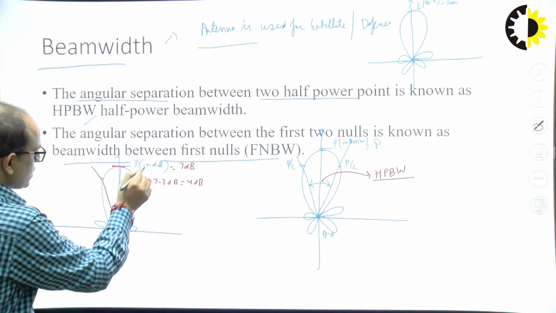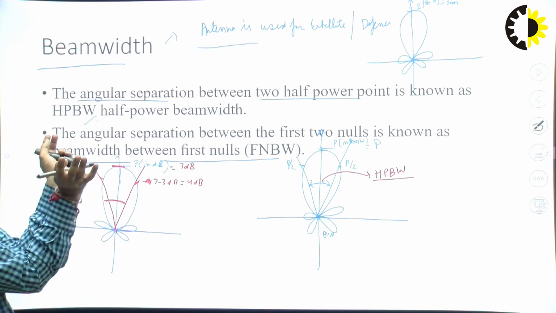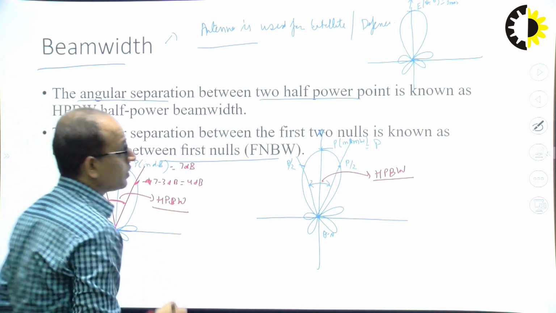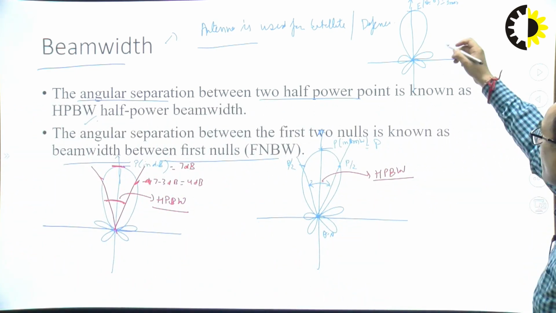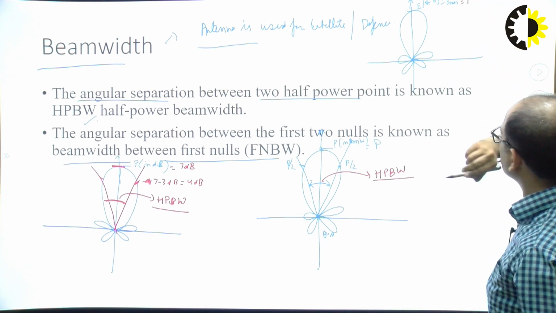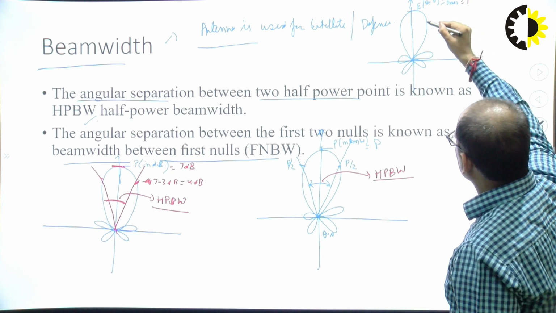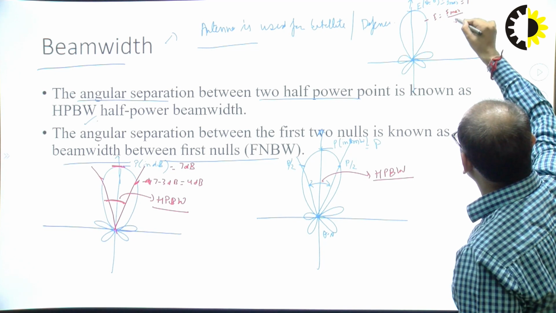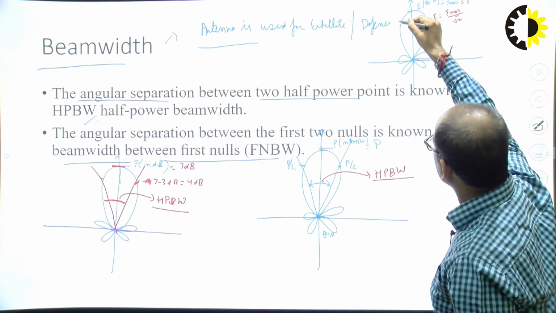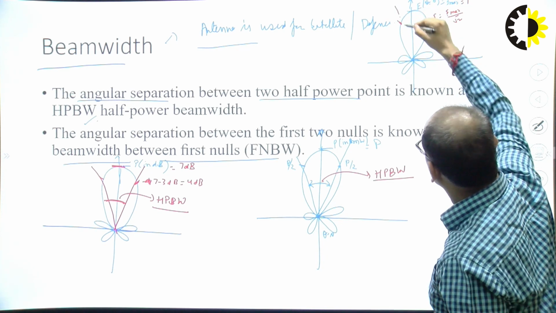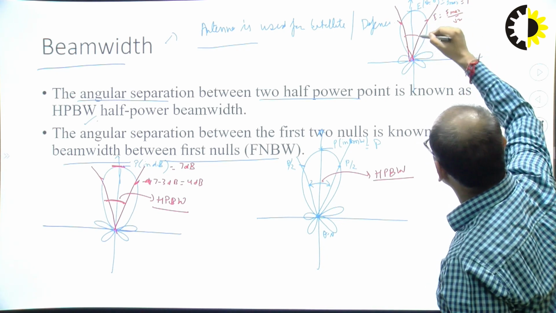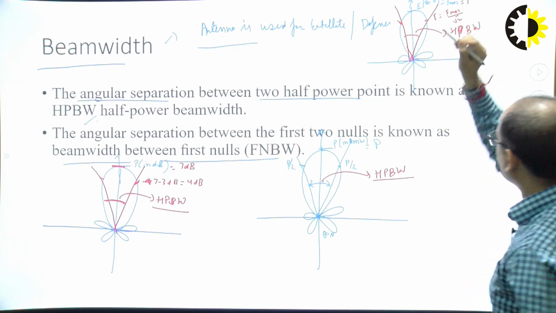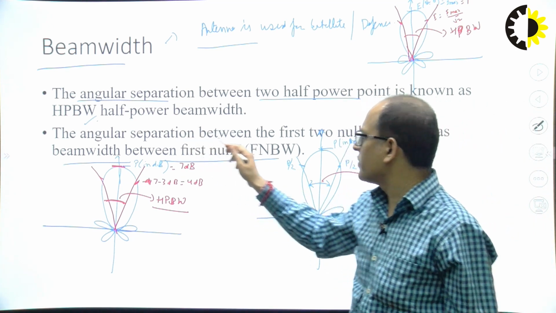So the angular separation between these 2 points is known as the half power beam width. Now, when it is the case of the electric field, let's say this is E max equal to 1. So there is some point where the electric field is equal to E max divided by root 2. Clear? And here also there is some point. The angular separation between these 2 points is known as the half power beam width.